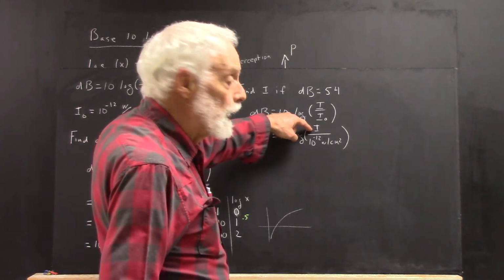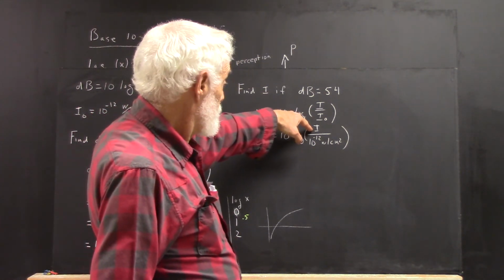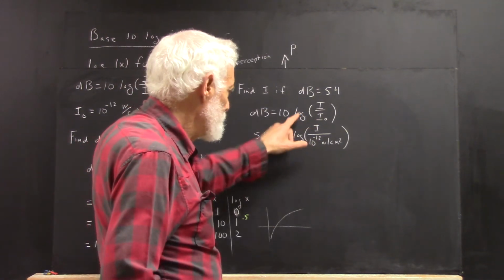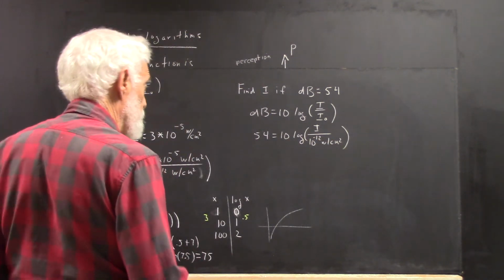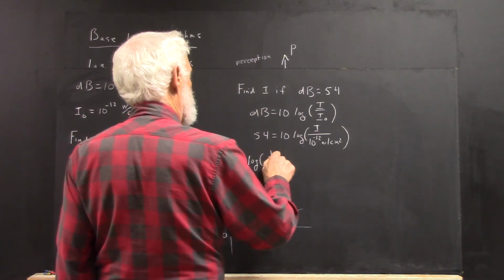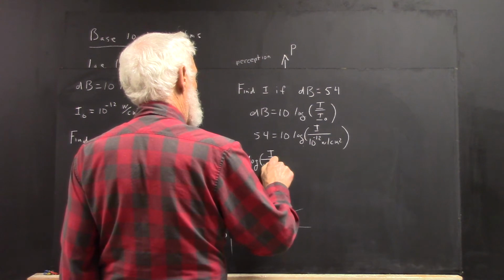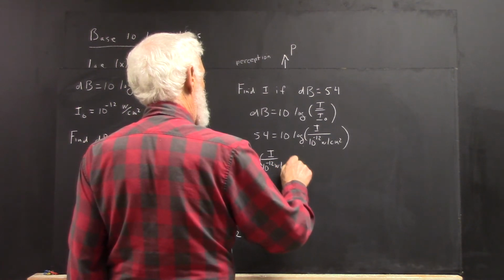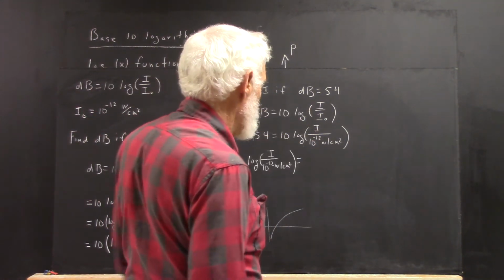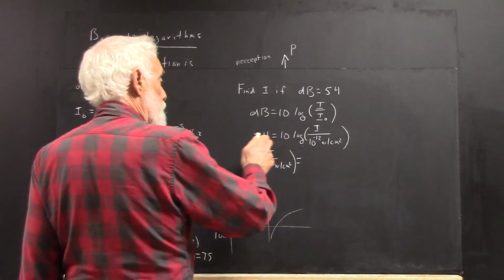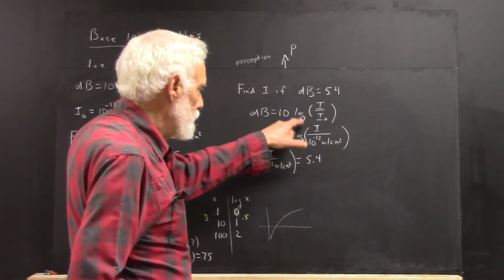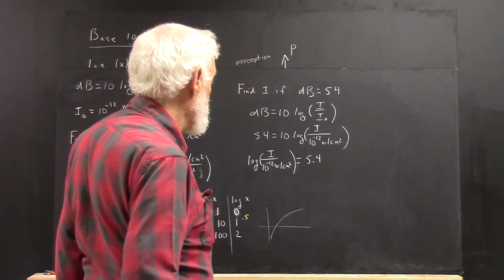And now we want to solve for I. Well, we know how to solve logarithmic equations. Now there's a denominator here, but that denominator is inside the log, so we're not going to do anything with it for a while. We can rearrange this equation very easily. We can solve for log of I over 10 to the negative 12th watts per square centimeter. All we have to do is divide both sides by 10. We're going to see that the log of this quantity here is 5.4.